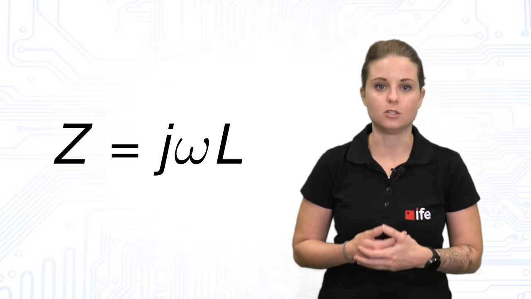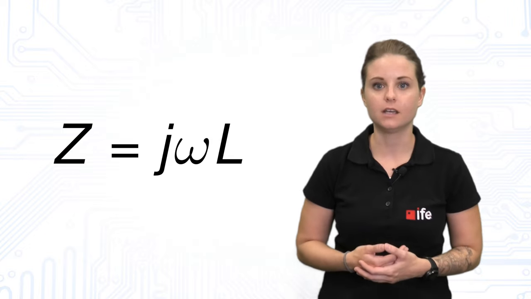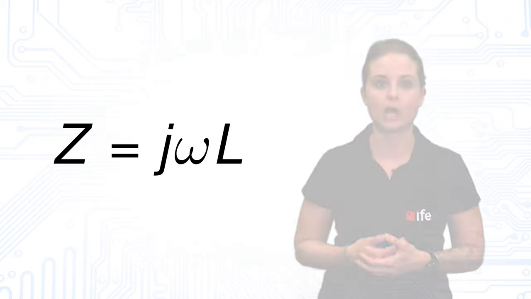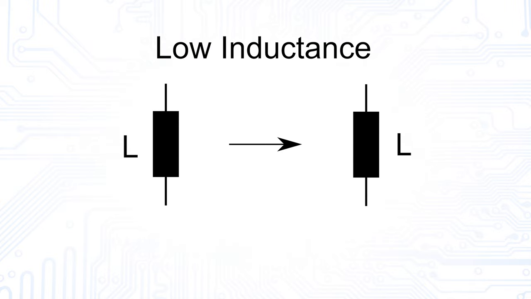Inductances behave exactly the opposite way as capacitances. The impedance is described by the formula Z = jωL. If the inductance has a high inductivity, the impedance becomes high as well. So inductances with a high inductivity will behave like current sources. Thus, these inductances are named L infinity and we replace them by an open. Inductances with a relatively low inductivity again remain unchanged.